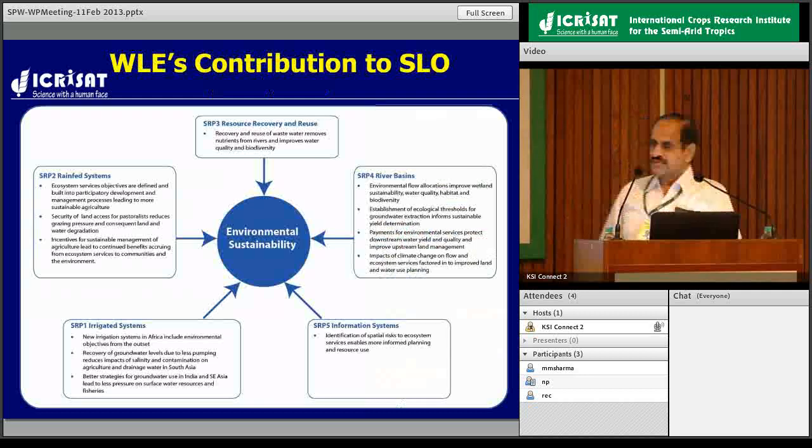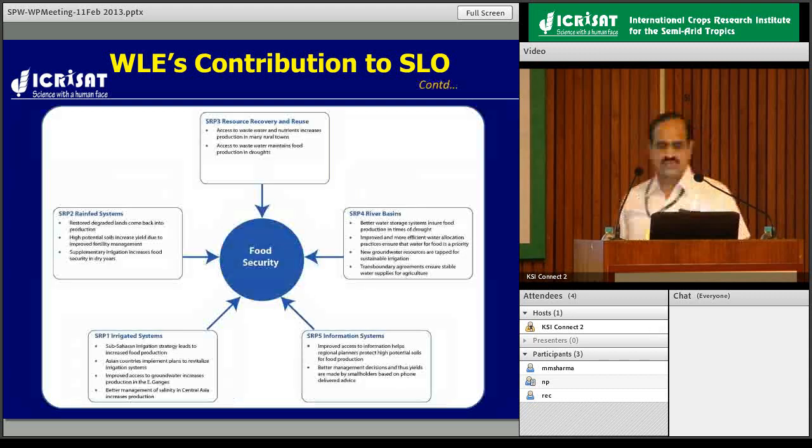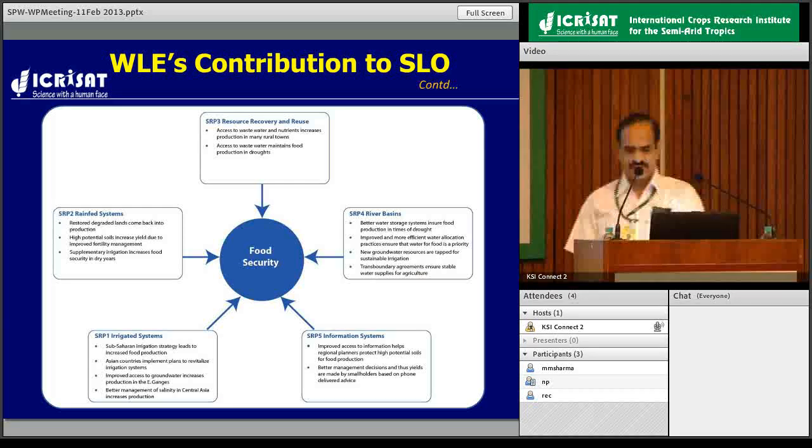The way it contributes to the system level outcomes for environmental sustainability, you can look at starting from the rain-fed systems as well as from the river basins and the resource recovery information systems, specifically identification of special risks to ecosystem services, enabling more informed planning and resource use, and also the irrigated systems, and that's how it will be contributing to the ILO of environmental sustainability.